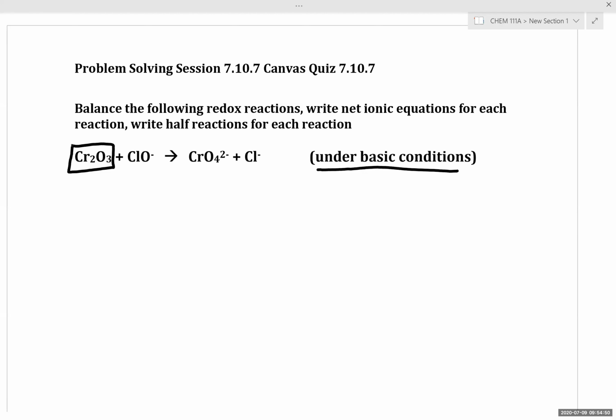And again, if you could message the proposed half reaction involving chromium 3 oxide in the chat or using the annotate feature, we'll discuss the first half reaction in about another minute.